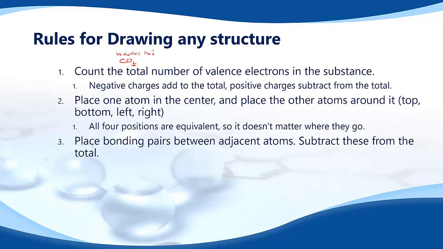The third thing you do is you place your bonding pairs between adjacent atoms. So as you form the bonds, you subtract them from the total as you go through. And this will make a lot more sense when I actually show you the example.